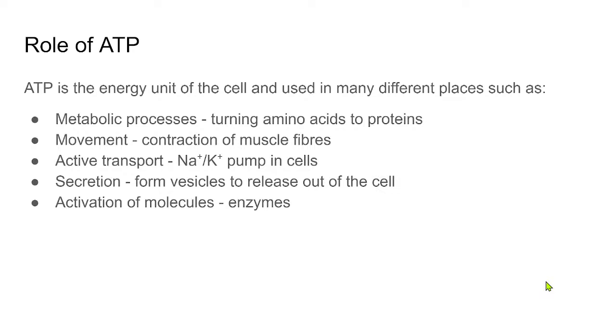For secretion, so to form these vesicles and the contents of the vesicles to then be released out of the cell, and then also the activation of molecules. So when you use ATP, you will remove a phosphate. This phosphate can bind to proteins and cause them to become active.